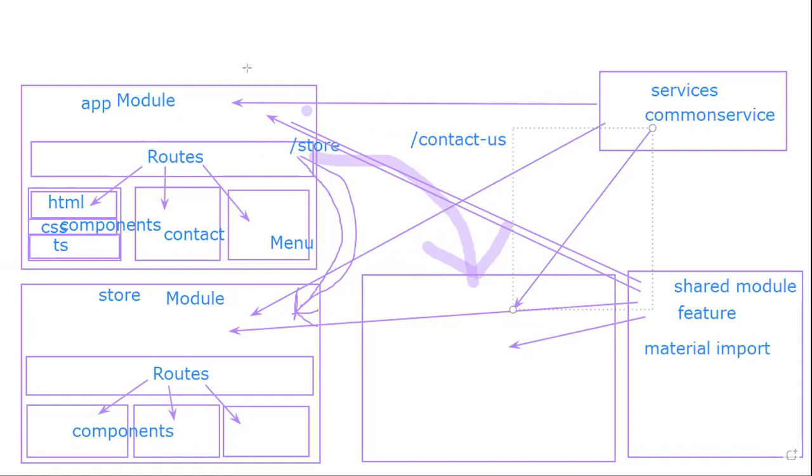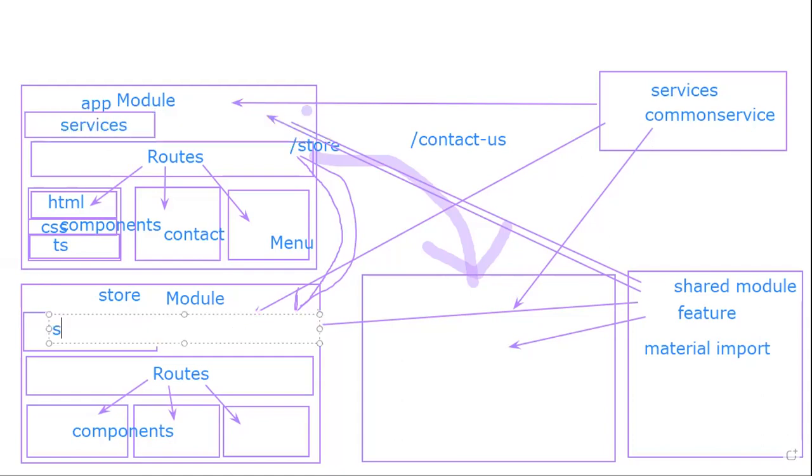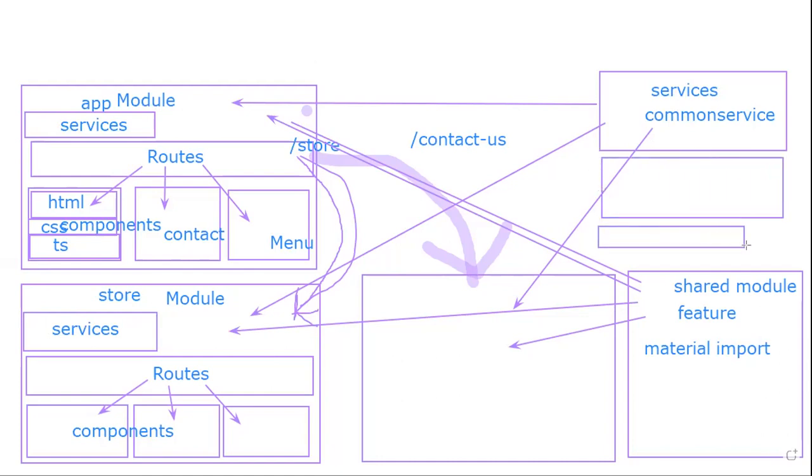Apart from this, the modules can have their own services, which are specific only to the module. This will be used within the module alone. This all depends on how the application is architected. Services can be called helper classes. They can have their own services, or all the modules can access common services. We can have many common services.